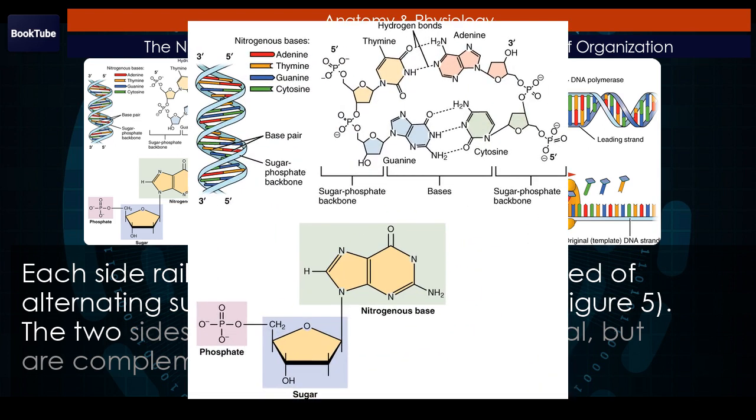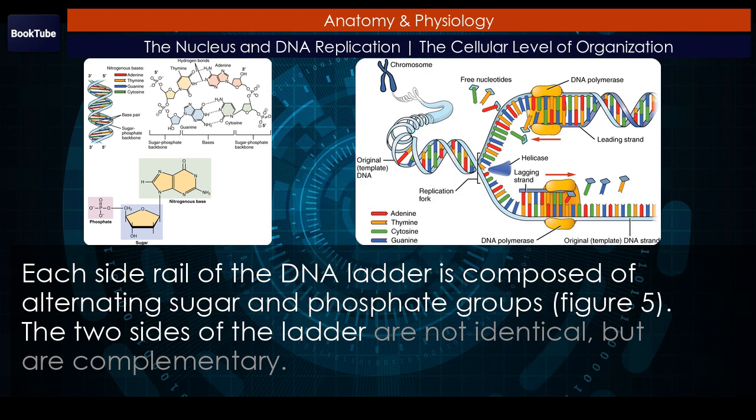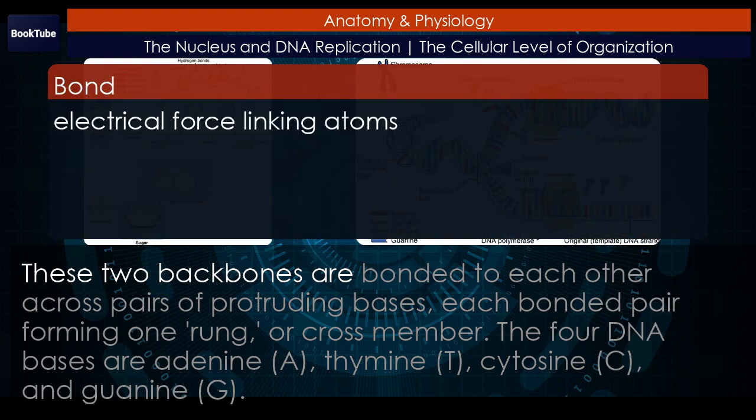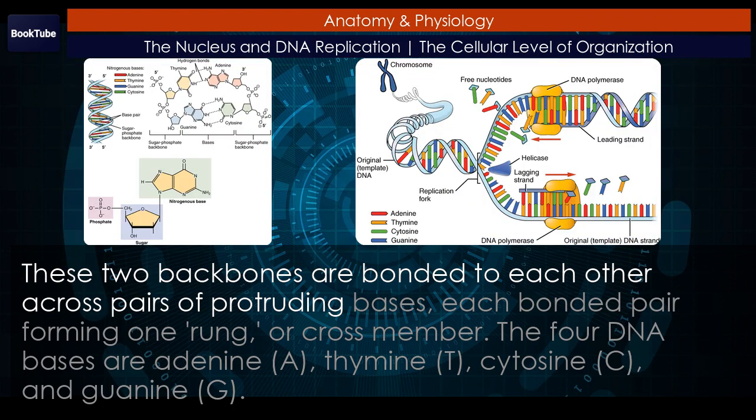Figure 5. The two sides of the ladder are not identical, but are complementary. These two backbones are bonded to each other across pairs of protruding bases, each bonded pair forming one rung or crossmember.